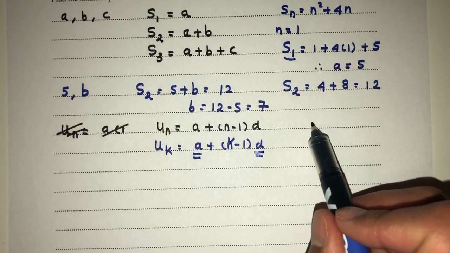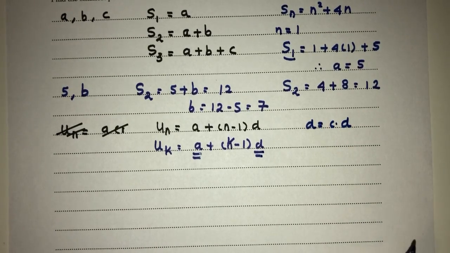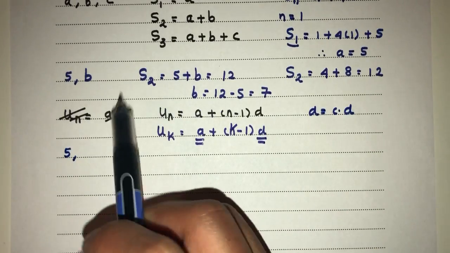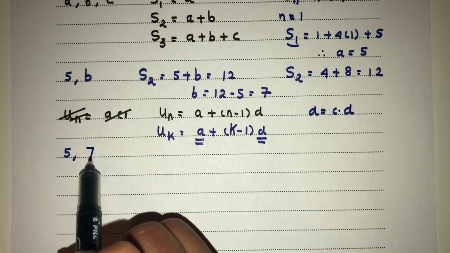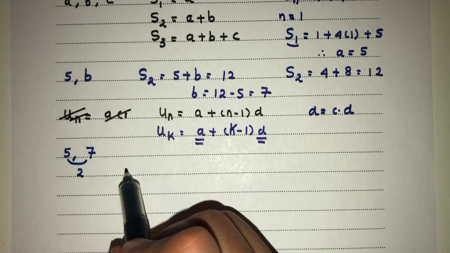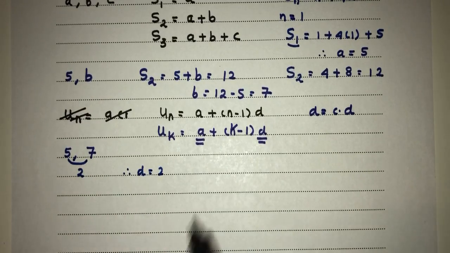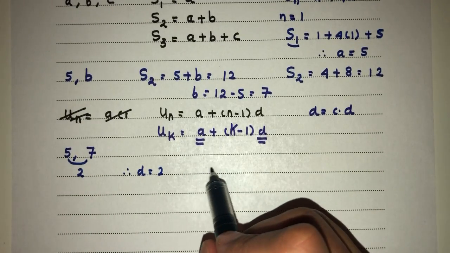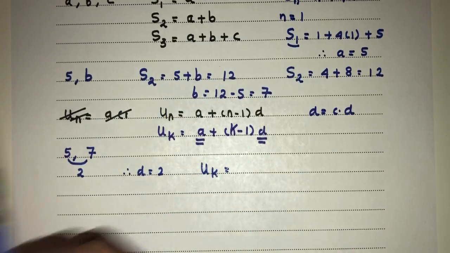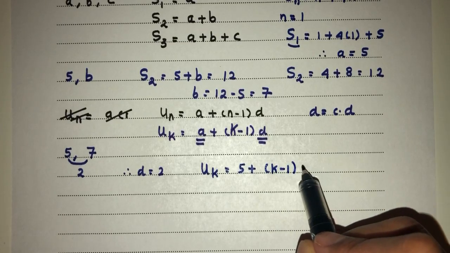What is d? D is called the common difference. Pretty easy. How do you find this? So we know the first term is 5, and b is given to you by what? By 7. So the common difference here is 2. So we know that d is 2. 7 minus 5 is 2. That's what I mean by common difference. So here we go. So we have u of k is equal to a is 5 plus k minus 1 times d, which is 2.